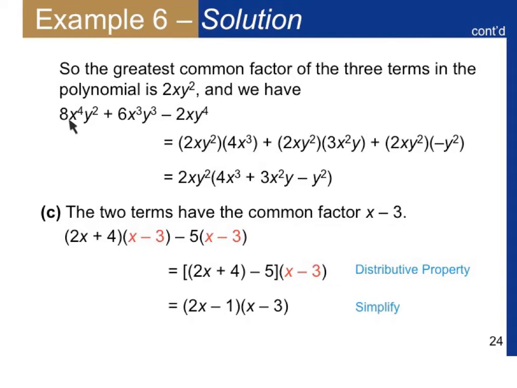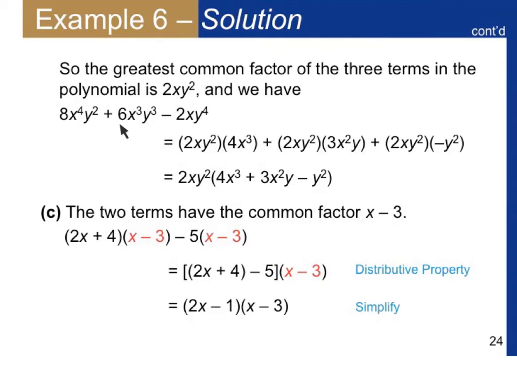Okay, so let's say we want to factor this polynomial here: 8x to the 4th y squared plus 6x cubed y cubed minus 2xy to the 4th. The first thing we do is look for a common factor in all these terms. In fact, we want to look for the greatest common factor. So a way to do that is to look at the coefficients, the number parts first, and find the greatest common factor of all those, and that is 2. 2 goes into all those, 8, 6, and minus 2, right?